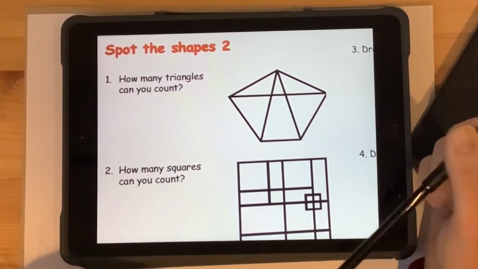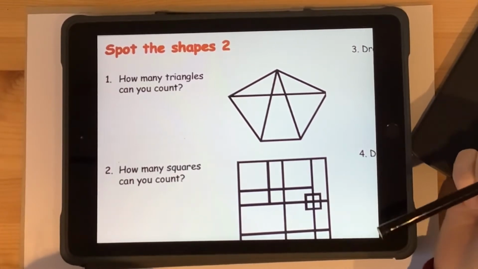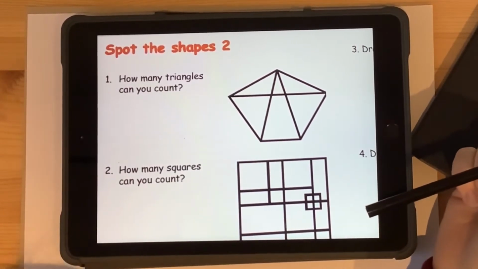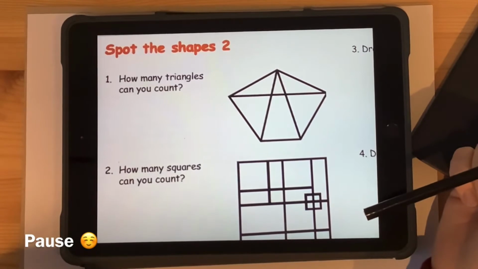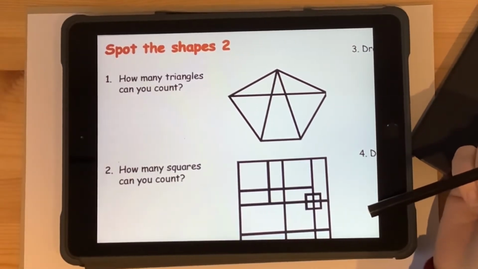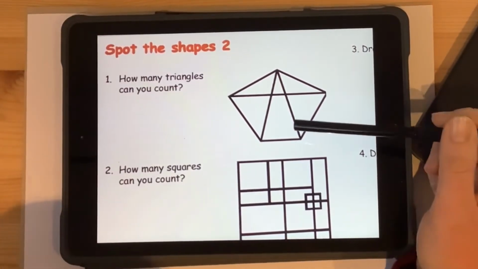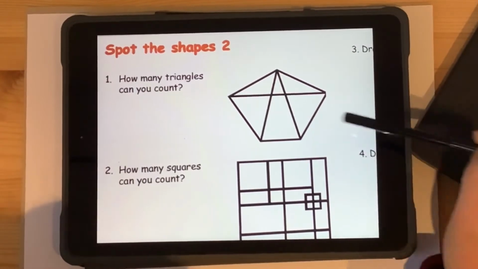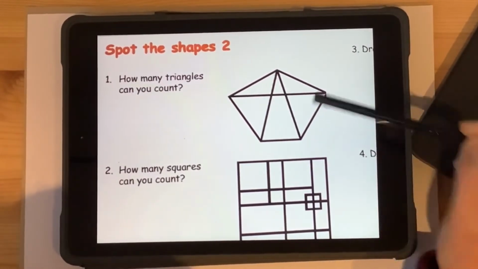So I then want you to pause the video and have a go at how many different triangles you can find. So let's have a look together and see how many we can find. So I'm going to try and do this systematically. That means I'm not going to just do it randomly. I'm going to start from one side and work my way over.